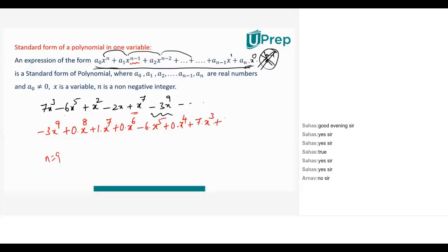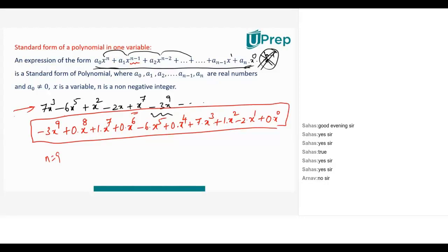Then 1 less, 2 minus 1, x power 1. Yes, we have minus 2 times x power 1. But still this is not standard form, because I have not ended up with a constant. I need an x power 0 term, which is not present. So it is 0 times x to the power of 0. Now this is the standard form of this big polynomial which I wrote.